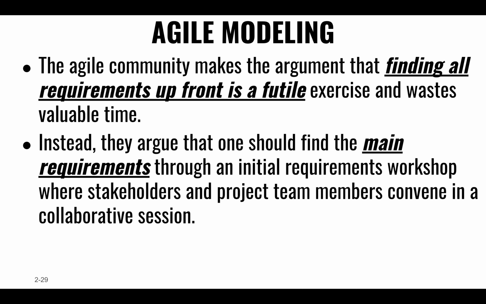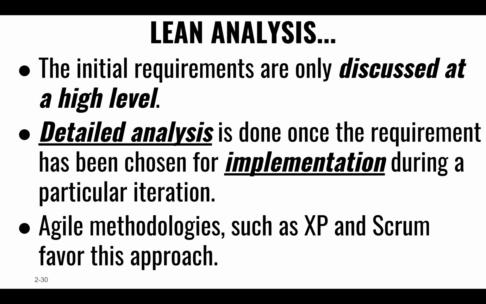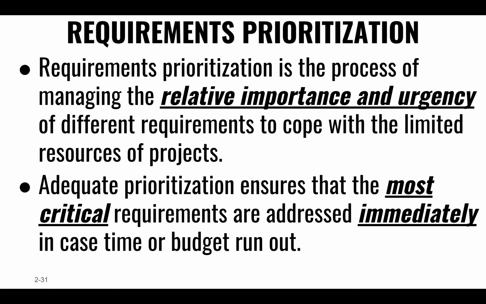Only when a particular requirement is up for implementation in a particular set of sprints, then come back and do some more specific, more in-depth analysis and implementation specifics. So lean, that's what Agile focuses on, and lean analysis. So we have some very, very high level analysis, whereas we leave the detailed analysis for when we pick out something for implementation in a particular iteration.